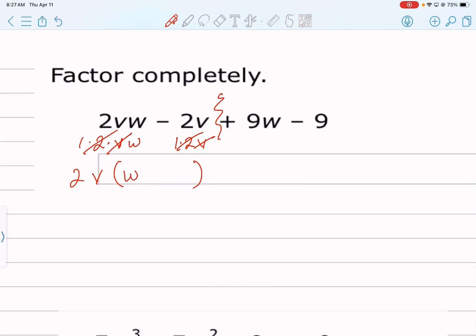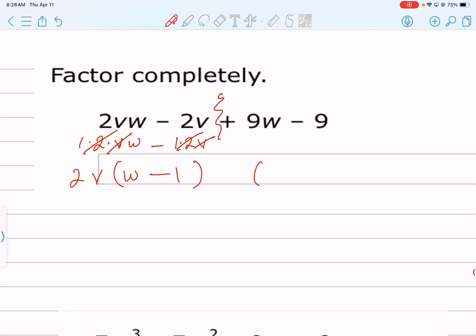So it would be W minus 1. And I forgot to tell you this. We don't factor out 1. Always leave 1 inside. 1 is its own V. Always leave the 1 inside.